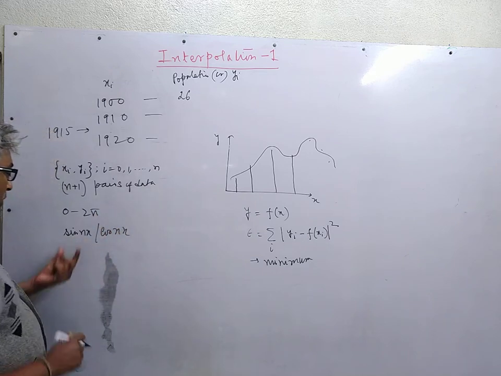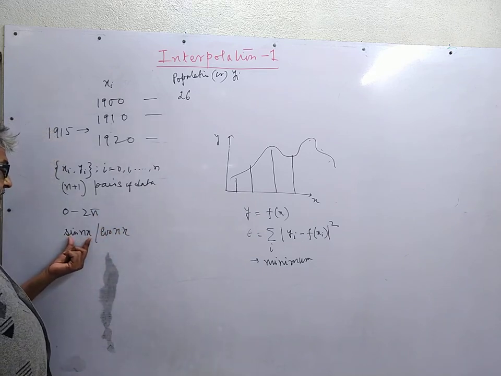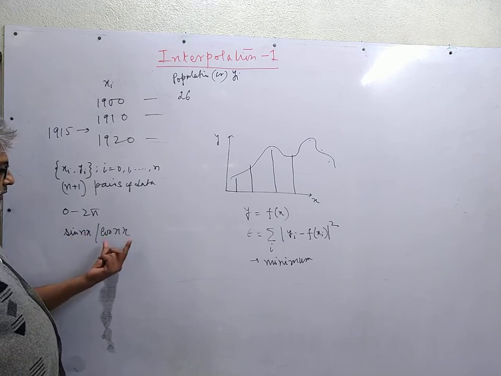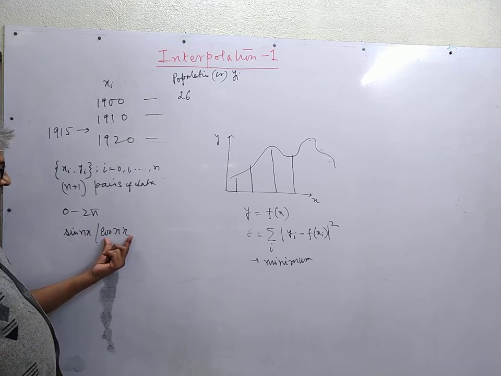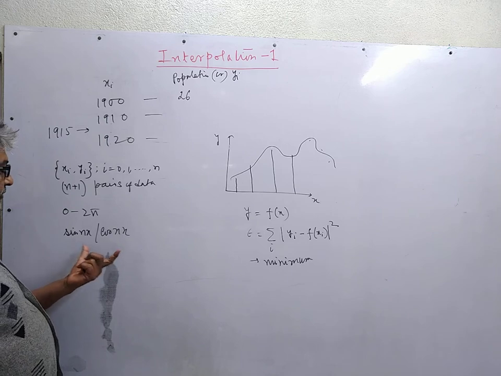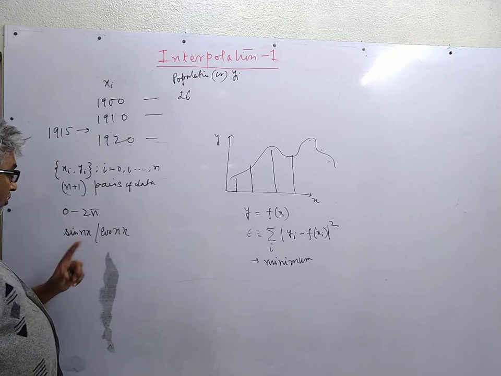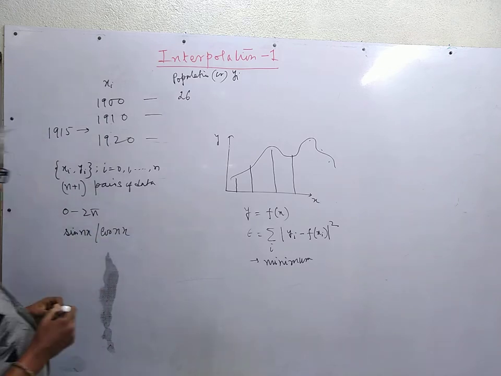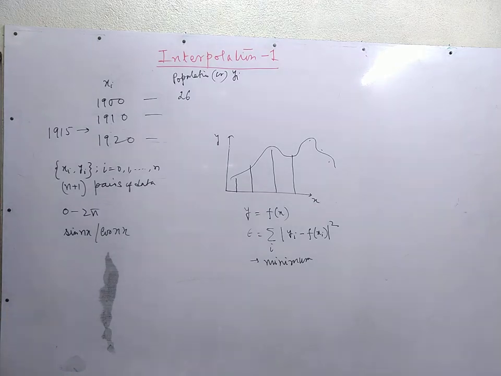If the function is an odd one, sine nx is sufficient. If it is an even one, cos nx is sufficient. If the function is neither even nor odd, then both are required for the expansion. As a function, any function can be written as a combination of an even function and an odd function.